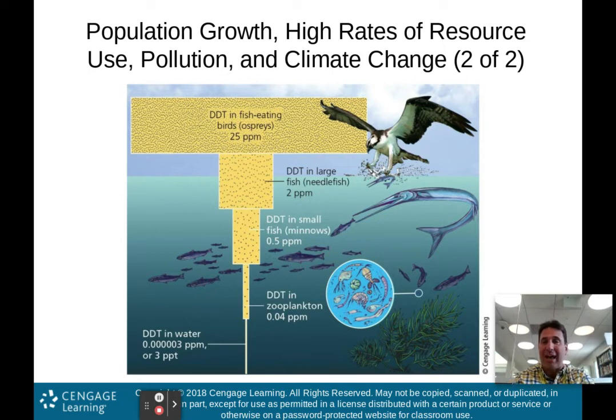So the accumulation is what happens in an individual organism, and then the biomagnification is what happens as you go to higher and higher trophic levels. You end up magnifying the amount of pollution, and this is a major issue.